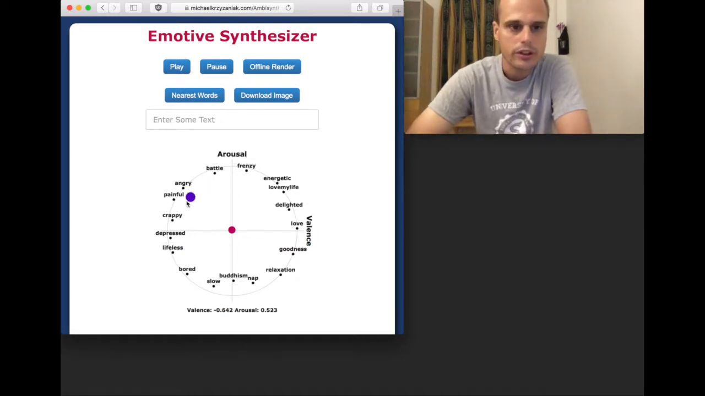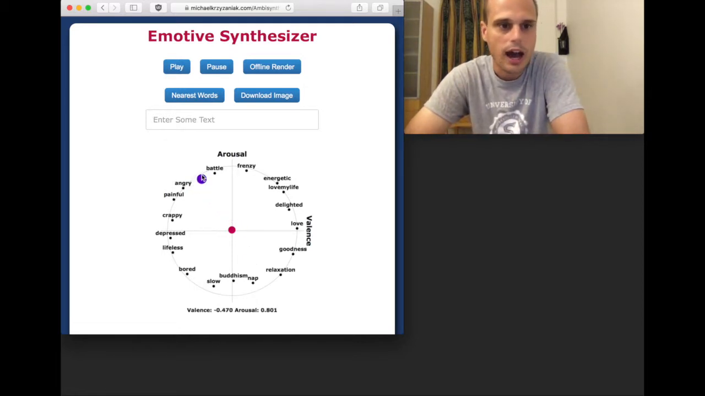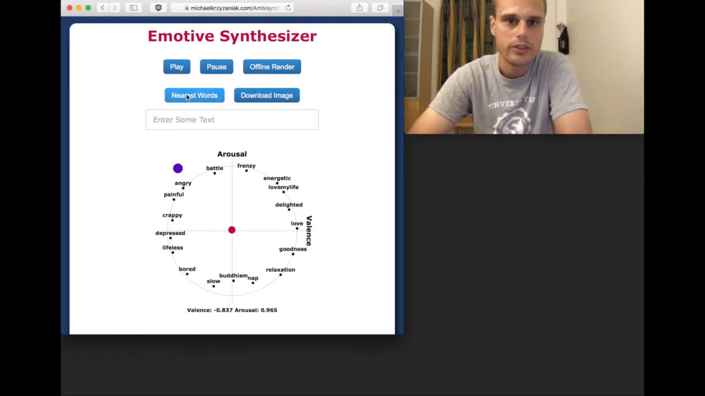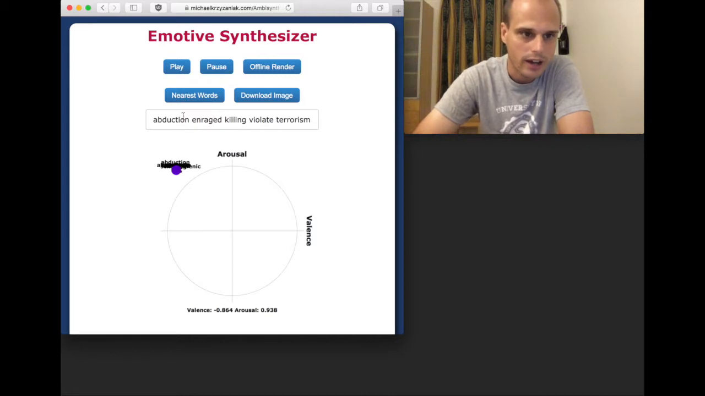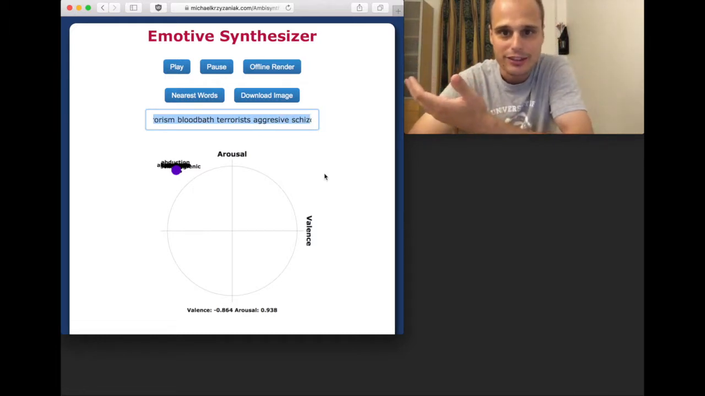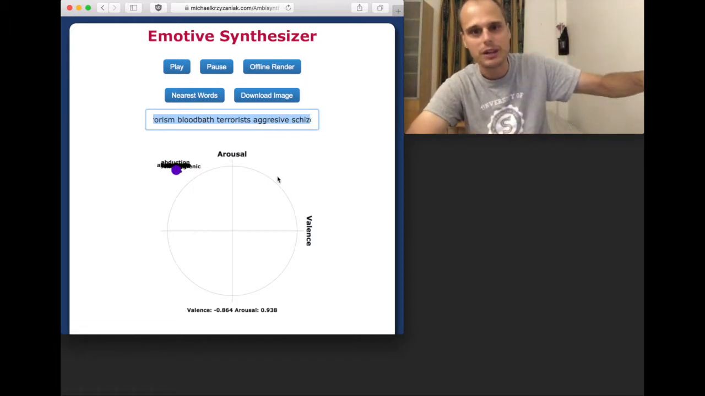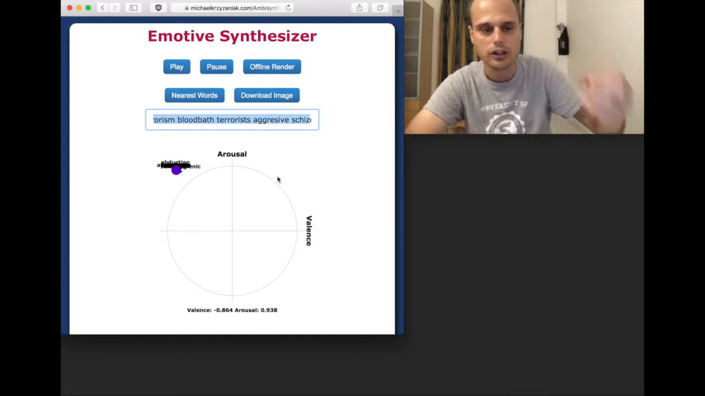And you can explore this a little bit. If I put this purple dot somewhere, say I put it over here with low valence and high arousal, then I can click on this button that says nearest words, and it'll give me the 10 nearest words to that point. So here I've gotten abduction, enraged, killing, terrorism, bloodbath. Okay, these are all words that are very displeasurable, and they're all very high energy.